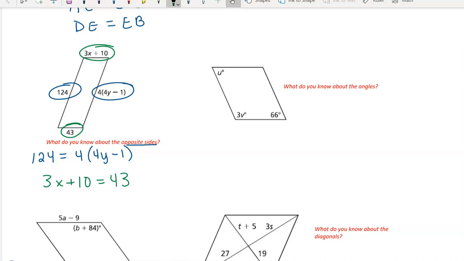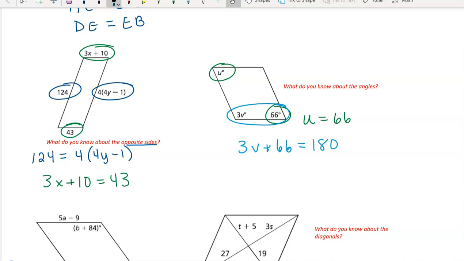In the second image, we're looking at the angles. So our question is, what do we know about the angles of parallelograms? Well, we know that the opposite angles are congruent. So we know that U and the 66 angle are the same. So we automatically know U is equal to 66. The other thing we know is that the consecutive angles are supplementary. So we know that 3V plus 66 have to have a sum of 180 since they're supplementary. And you can use that equation to solve for V.